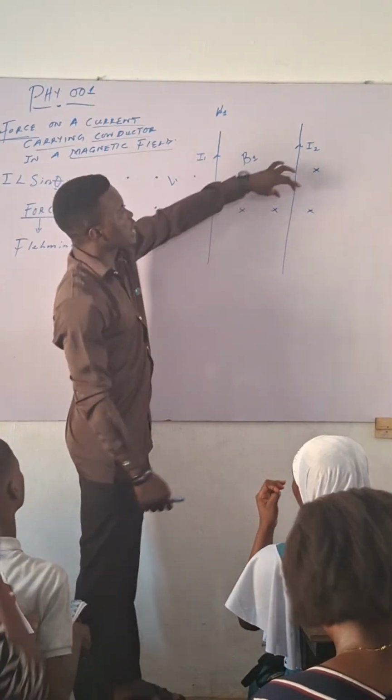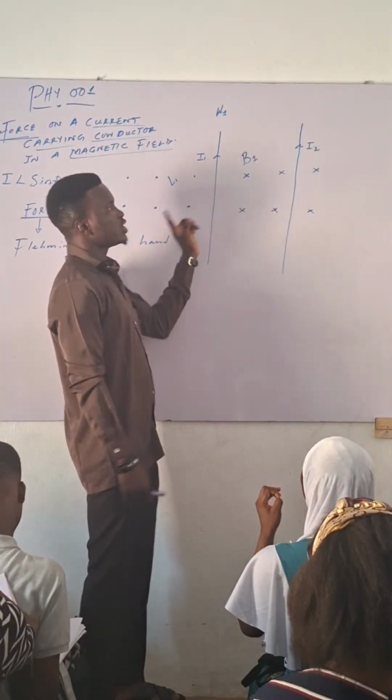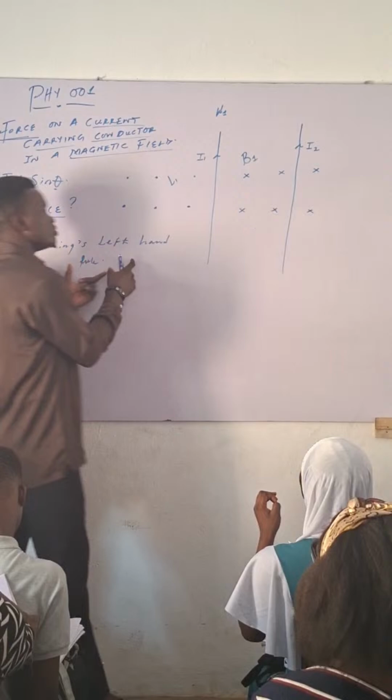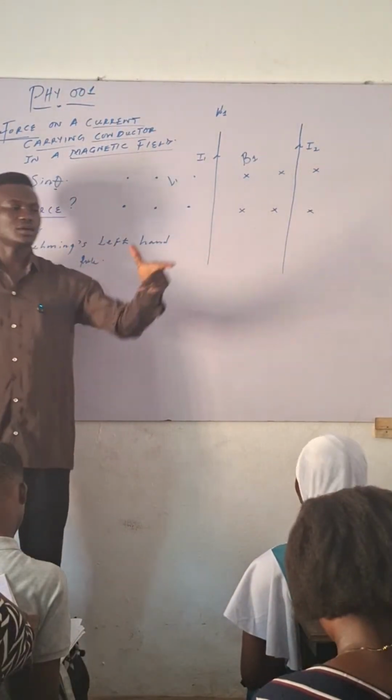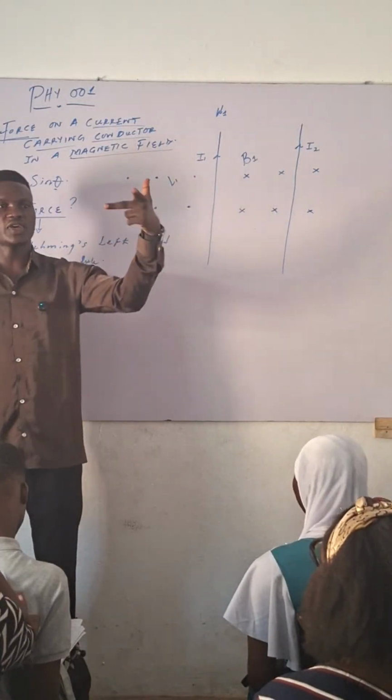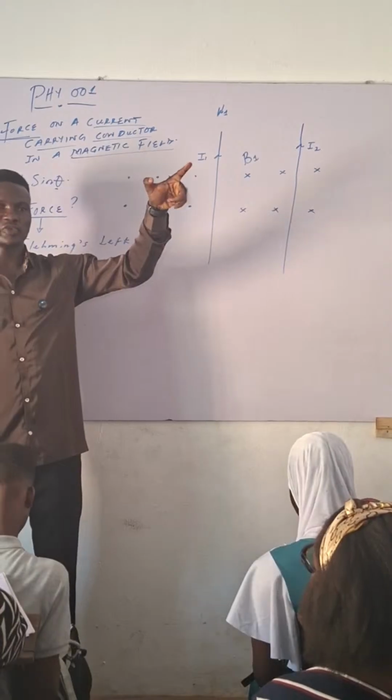So, this wire will experience a force. Will it be pulled towards this wire or will it be sent away? I will use Fleming's left-hand rule. Fleming's left-hand rule states that you are going to bring out your first 3 fingers like this: the thumb, the second finger, the middle finger.